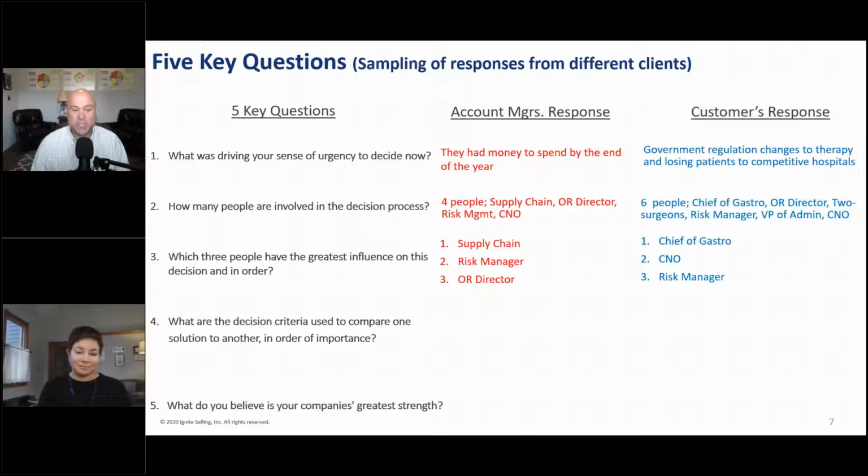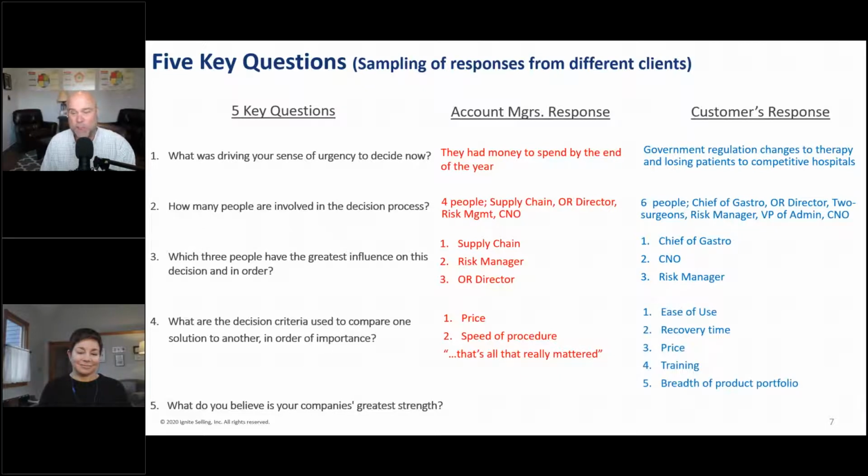Let's look at the next one. What are the decision criteria used to compare one solution to another, in order of importance? The account manager tells us price. No surprise there. Price is always the number one most important criteria, right? The sales rep says it's followed by speed of procedure. That's all that mattered, according to the account manager. That same customer tells us number one was ease of use, followed by recovery time, then price, training, and then breadth of product portfolio. Wow, did that sales representative really miss it there?